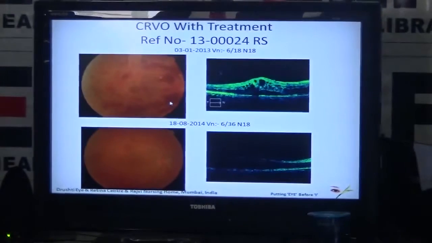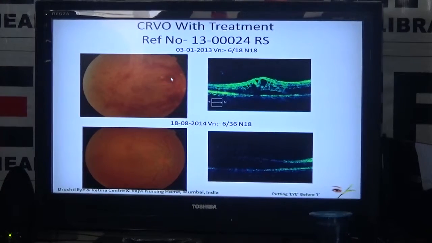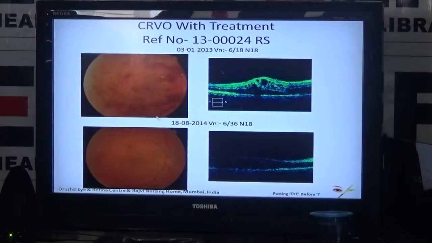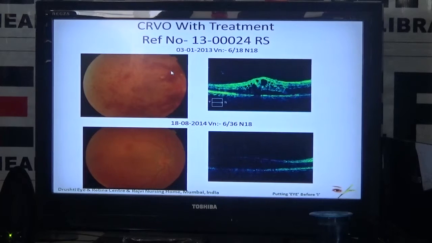Now the problem I am going to discuss is central retinal vein occlusion. In this there is a clot in the retinal vein, as the name suggests, in the central retinal vein, as a result of which you have blood coming on the retina. As you see, there is blood all around the retina, and there is dilatation, or swelling, of the veins also, and there is swelling of the retina, the important part called macula.